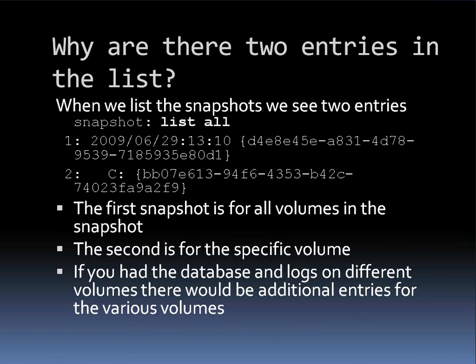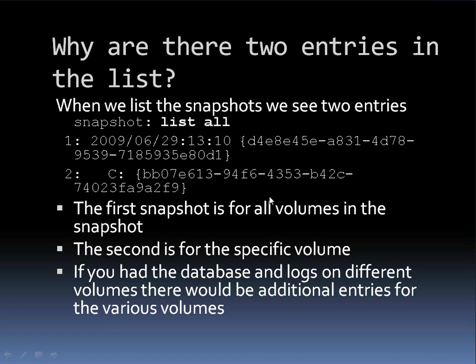Because everything in my example is on one drive, I only see one secondary, and that's volume specific. If I had the database and the logs on different drives, I would actually see two entries. I'd see a drive letter for where the database is, for example, C. And maybe if the logs were on D, I'd see number 3, D colon, and a snapshot for the logs.